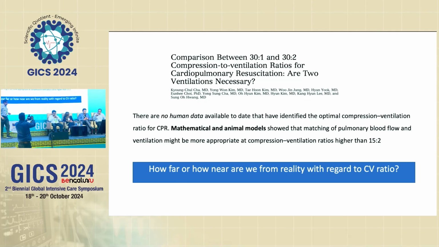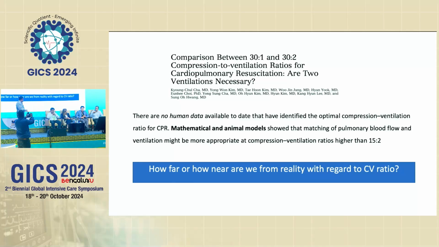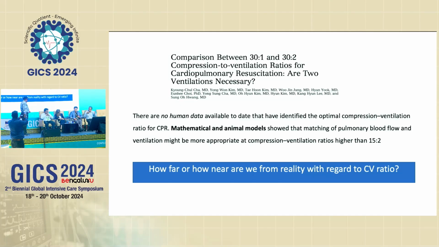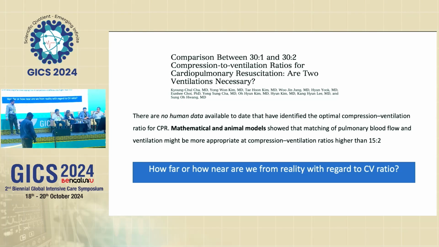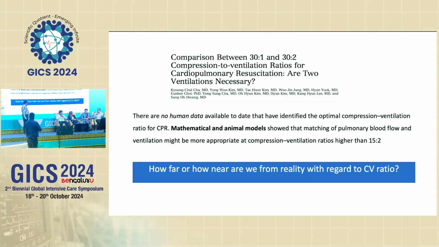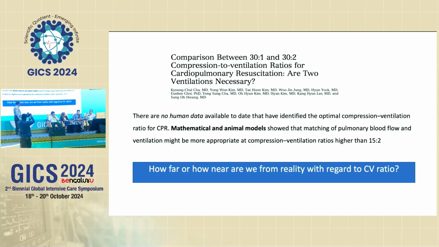No, it is important, because if you see the guidelines from 5 years back, it was ABC, now it is CAB, because circulation is the priority. And now compression-only life support has also come. That means ventilation is not compulsory. So in that sense, you can go for the 30:1 ratio.